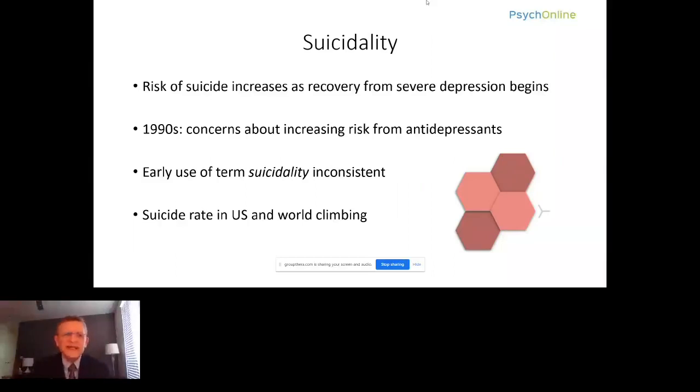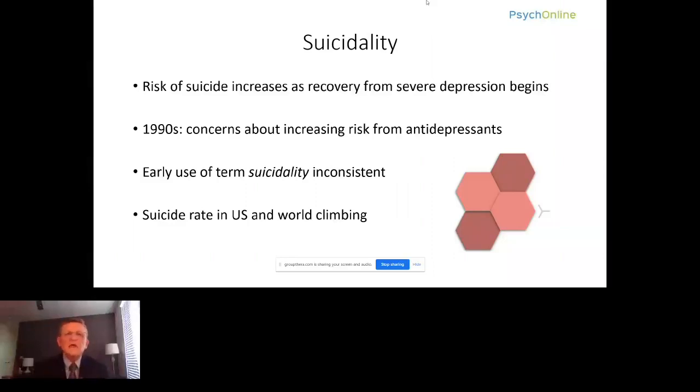Additionally, however, in the 1990s, we began to see in the literature concerns about increasing suicidality from antidepressants. Now, frankly, most of these studies weren't very good. They were case reports that didn't take into account whether or not the patient was bipolar. It just was alerting people that there might be a problem. And also, the early use of the term suicidality was totally inconsistent. Everybody meant something different by it, so it was difficult to study.